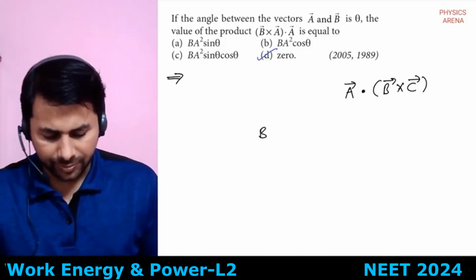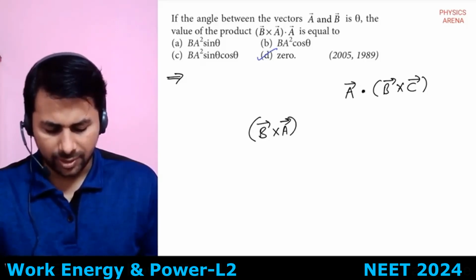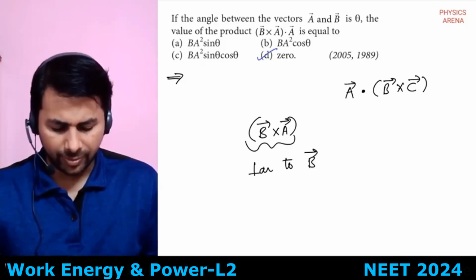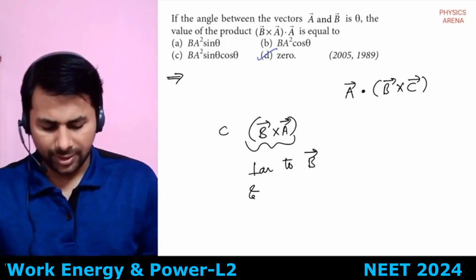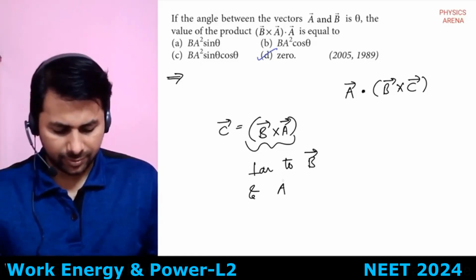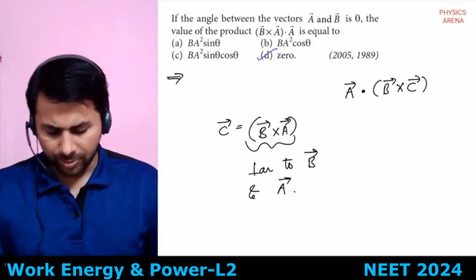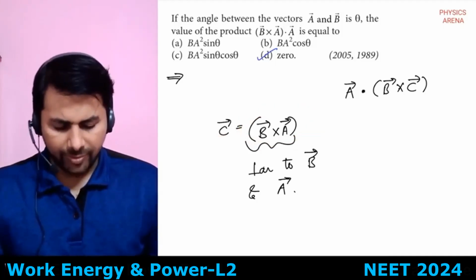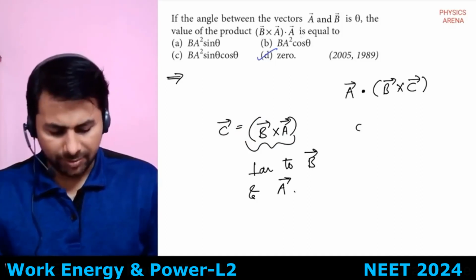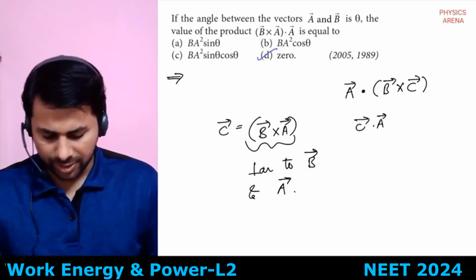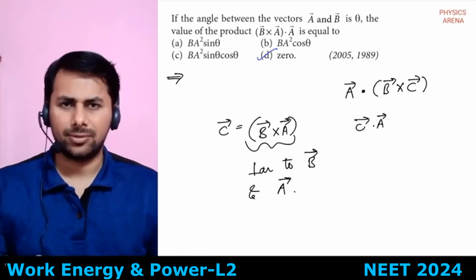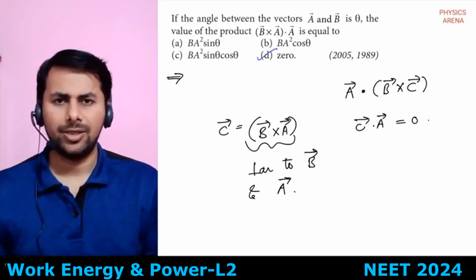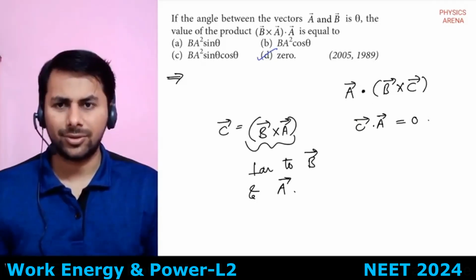That's one thing. So if you didn't have maths, still it is simple. See, you have b bar cross a bar, and this thing is perpendicular to b bar and it's perpendicular to a bar, right? So suppose c bar is equal to b bar cross a bar, and then you are taking b bar cross a bar dot a bar. That means you are taking c bar dot a bar, but c bar is perpendicular to a bar, and that's why c bar dot a bar is equal to 0.